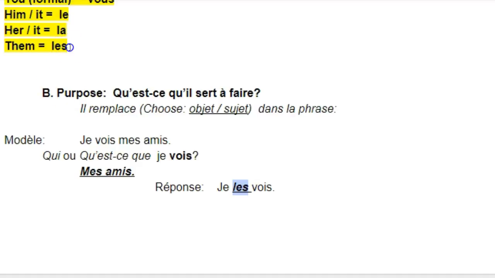Up here, as you recall, to say them with your object pronoun is les. So when you restate, you would use je les vois. Notice we keep the subject, je, we keep the verb, vois, and we insert before the verb the object pronoun, les.